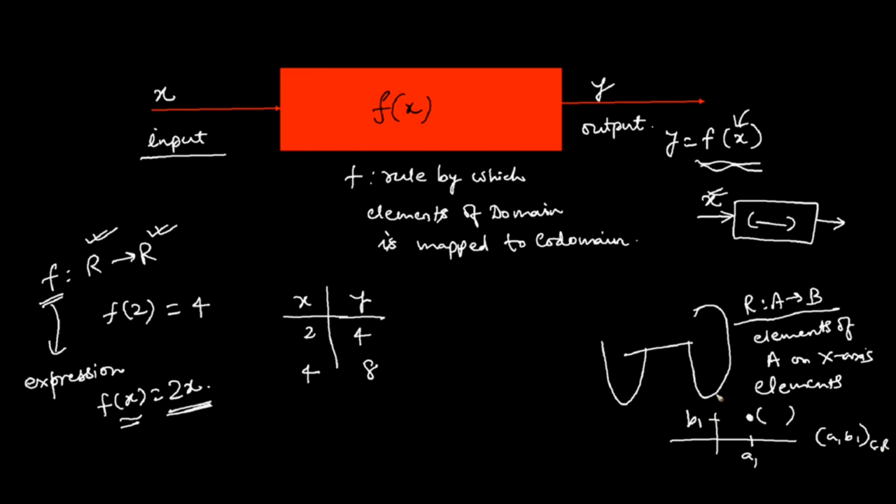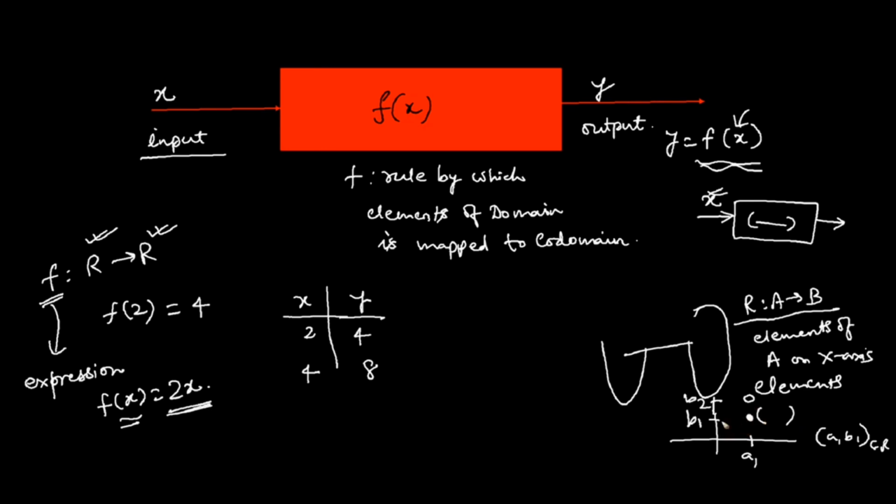But if, let's say, a1 b2 is not an ordered pair, then you leave this position as it is, you don't mark it. So this is how your relation is plotted on your Cartesian plane.